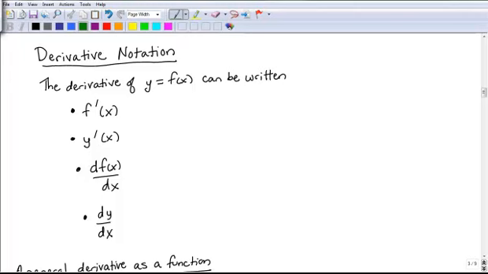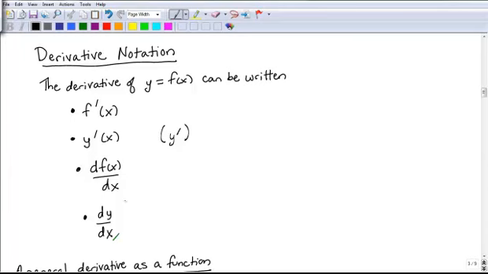Or this d over dx notation, which is actually a clearer way to write the derivative, and you'll see this later with implicit derivatives, or implicit differentiation. The act of taking a derivative is called differentiation. But I have f prime of x, which is a way to write the derivative, or I could write y prime of x. Sometimes you'll just see y prime instead of y prime of x.